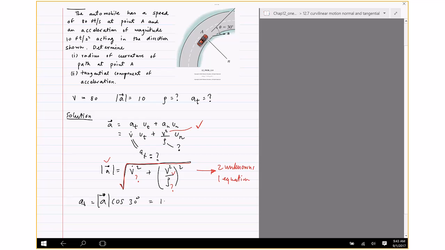So A is 10, cosine of 30 is 0.866. So it's 8.66 feet per second squared. But what is AT? AT is simply V dot, right? Remember, AT is V dot. So I've solved for AT. So this is part 2.